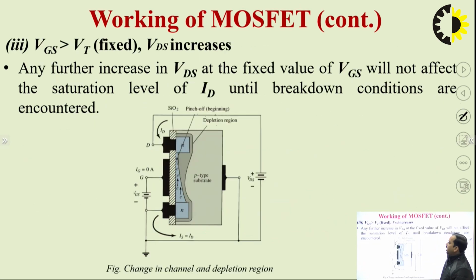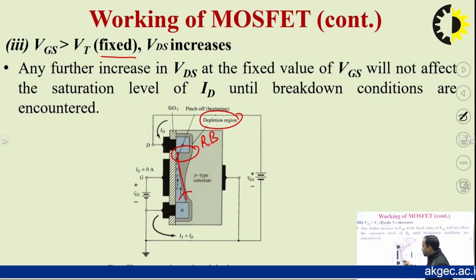Now we have VGS greater than VT, and we have fixed this value, meaning the channel was formed and VGS was fixed, but we are increasing the value of VDS. As I have already told you, this upper part will become more reverse biased, and as a result the channel will become tapered. The reason is, if this part becomes more reverse biased, the depletion region here will be wider in comparison with this particular region. So the channel will become tapered. This is called tapered.